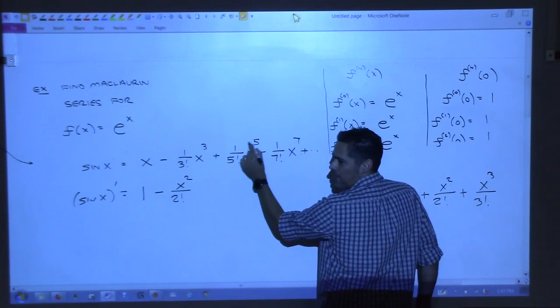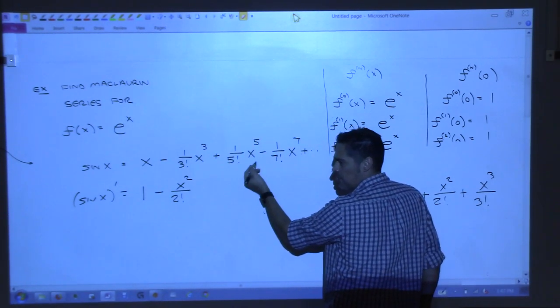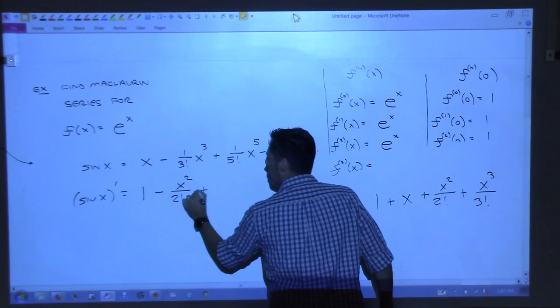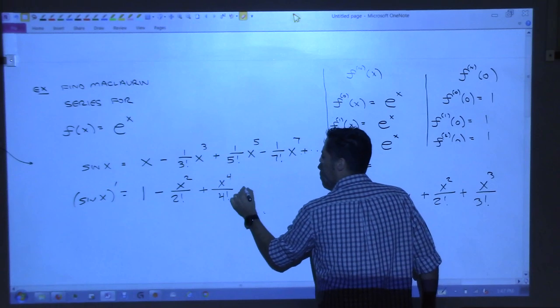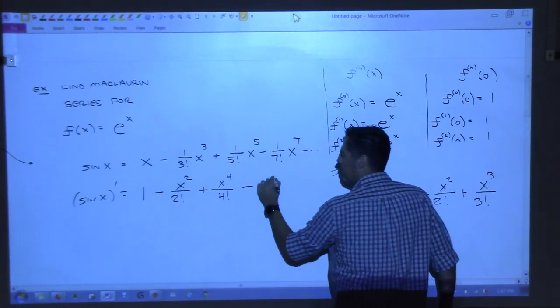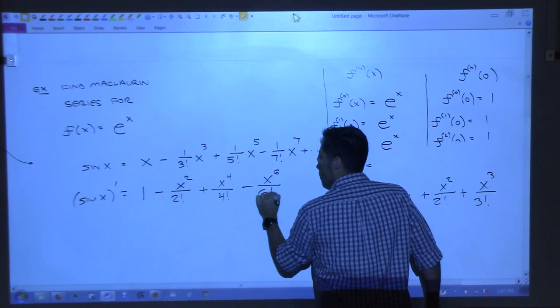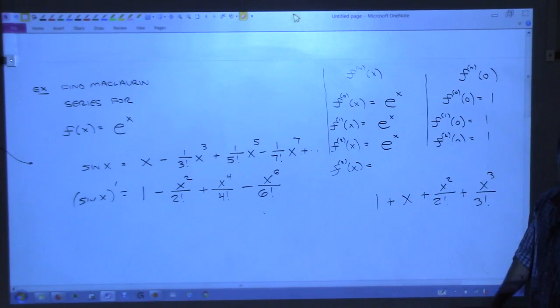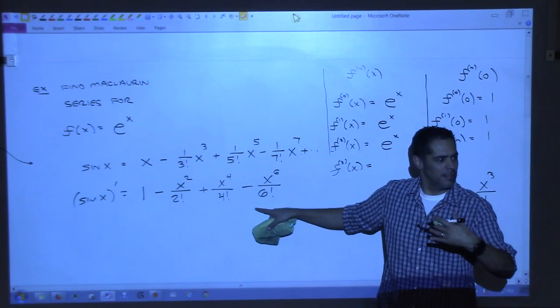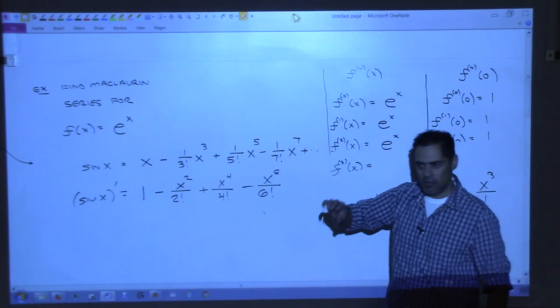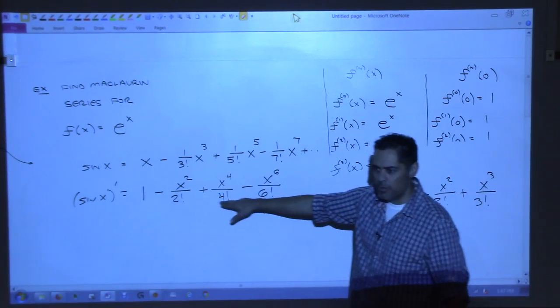Here, same thing. The 5 comes out, kills off. We still have a 4, 3, 2, 1. So that's going to be plus x to the 4th over 4 factorial. Next one, minus, same game. Does that not blow your mind or what? That's cosine. Cosine is all evens, right? If you go back and look at what we just wrote for cosine, that was exactly what we wrote.